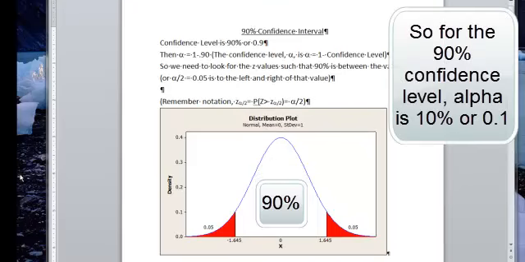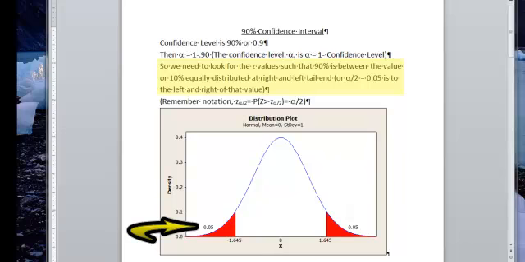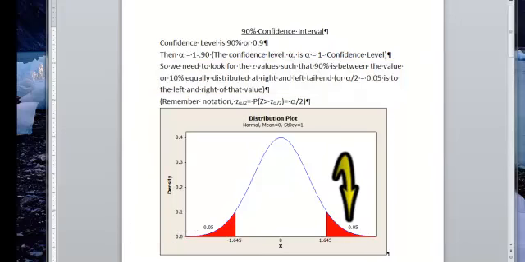So in this case, with the 90% confidence interval, where our confidence level is 0.9, alpha can be determined by 1 minus 0.9, or 0.1. So our significance level is 0.1. So we need to look for z-values such that 90% of values is between those critical values that we're going to find, or 10% equally distributed at the right and left tail end. That is, to find 0.05 to the left of a z-value and 0.05 to the right of that z-value that we're going to find.